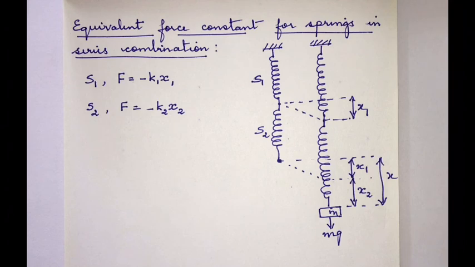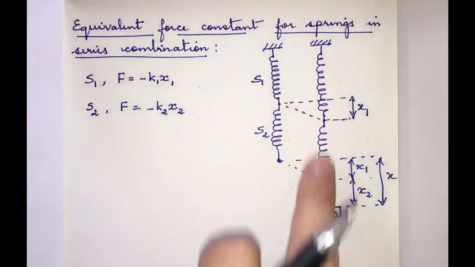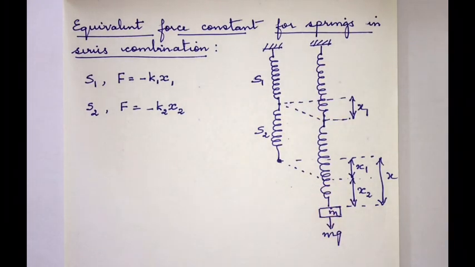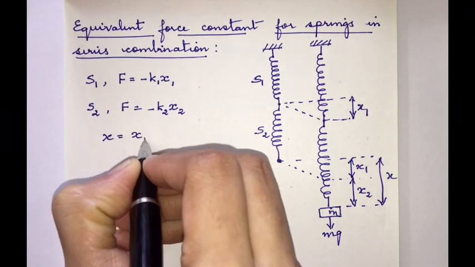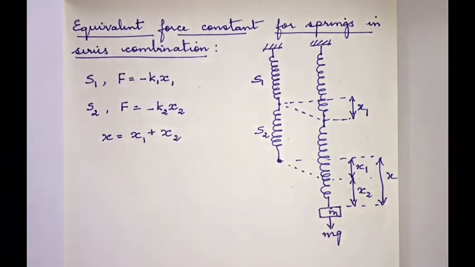Now, if S1 and S2 are suspended in series as shown in the figure over here, let a load M be suspended at the bottom of the series combination. Since the springs S1 and S2 experience the same pull by the mass, S1 extends by an amount x1 and S2 by an amount x2. Thus, the mass M comes down, showing the total extension x to be equal to x1 plus x2.